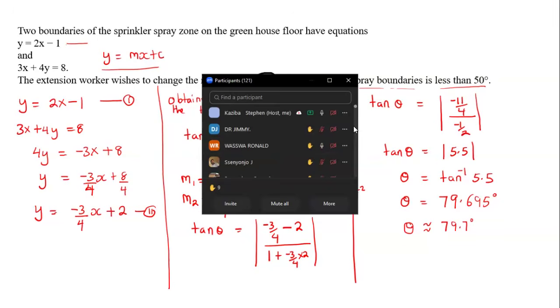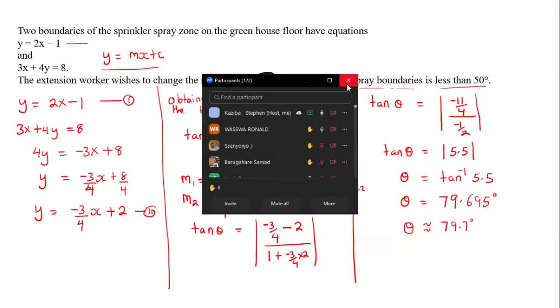Morning, sir. My conclusion will be the extension worker will not change the nozzle since the angle between the spray boundaries is above 50 degrees. Okay, very good, very good.